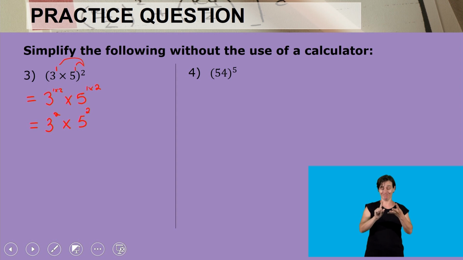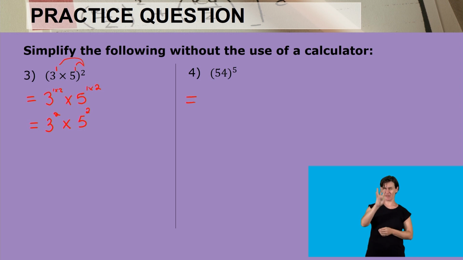Then we move on to the next one. We have our 54 raised to the exponent of 5. Now, it might look like a big number, but all we need to do is to simplify it. Now, do we know how to simplify 54? Well, we can start by saying that 54 is 27 multiplied by 2. But of course, you did know that.